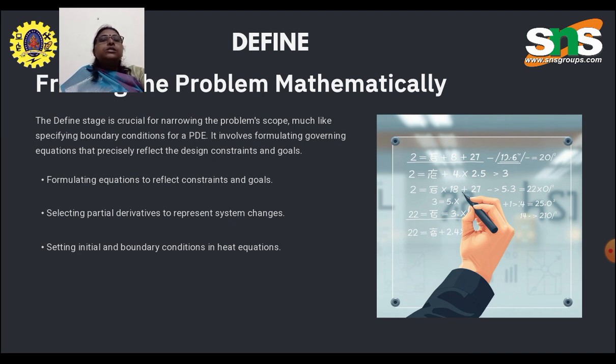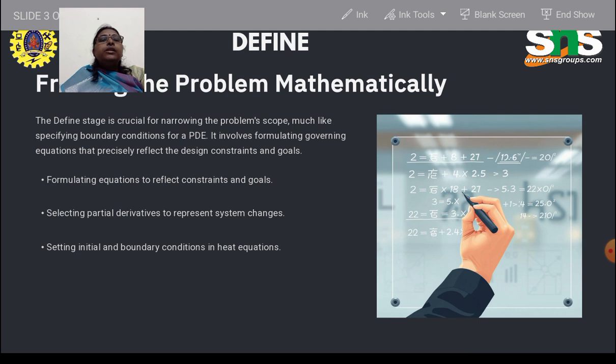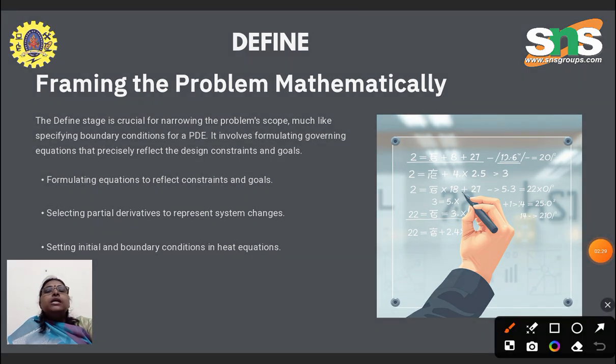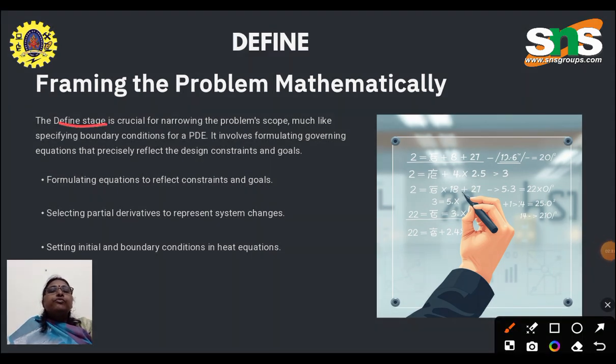The second stage is define, where we are framing the problem mathematically. In the define stage, it is crucial for narrowing the problem scope, much like design constraints. The PDE involves formulating the governing equations, which reflect the design constraints, such as constraints and goals.